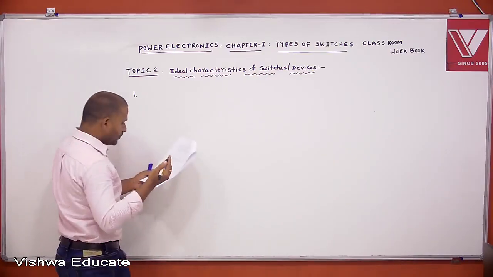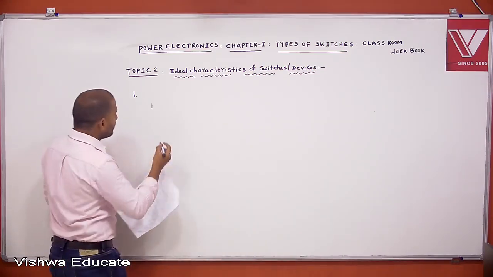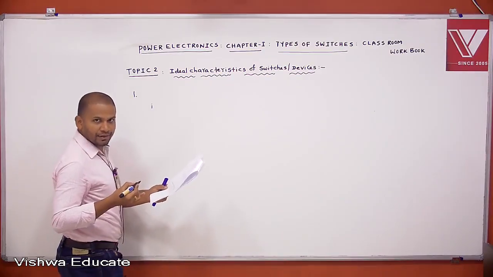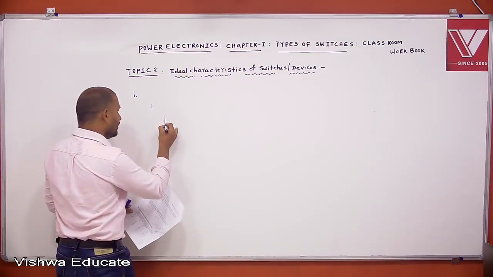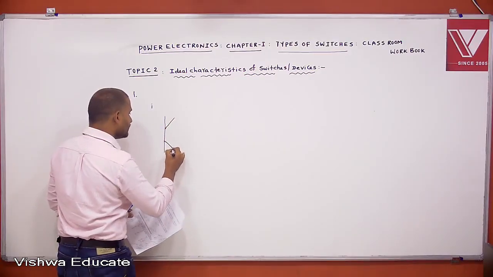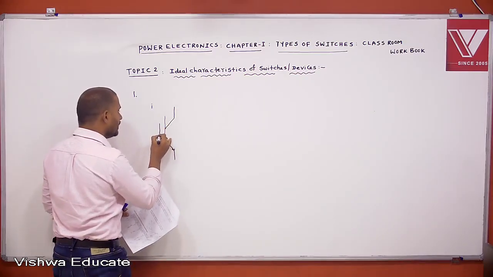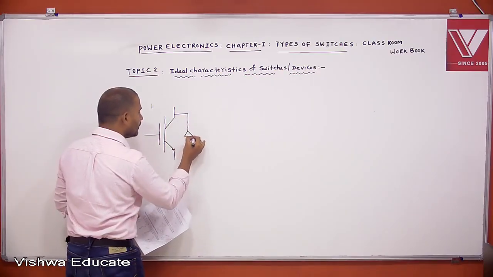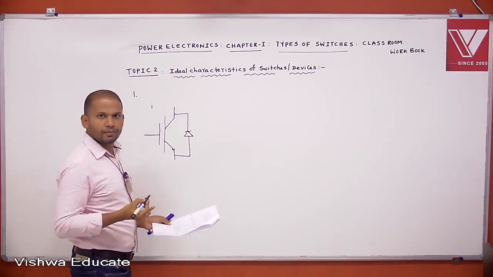The first figure, what is it? It is an IGBT with anti-parallel diode. This is the first one, IGBT with the anti-parallel diode.